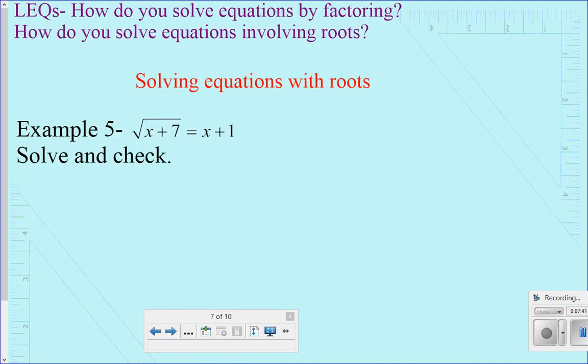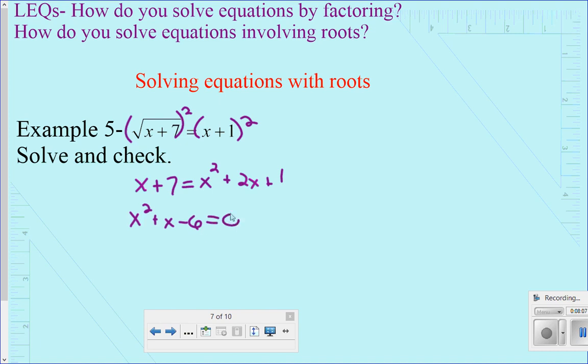Next, same idea. I have an even root. I'm going to undo that by squaring. So I get x plus 7 on the left, squaring x plus 1 properly. Make sure you properly square x plus 1. You should get x squared plus 2x plus 1. And now I'm going to get everything over to one side. So x squared, I'm subtracting x from 2x, so that's x. Subtracting 7 from 1, so that's negative 6, equals 0.